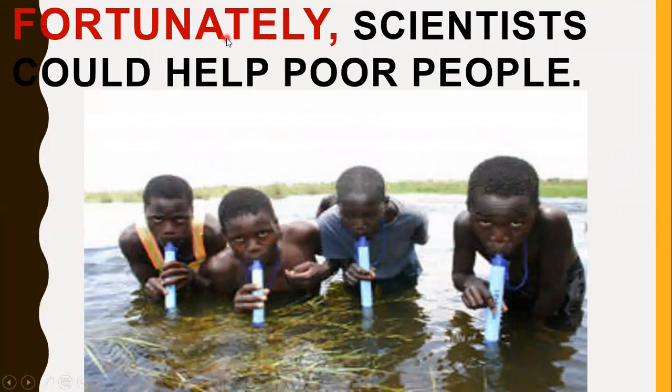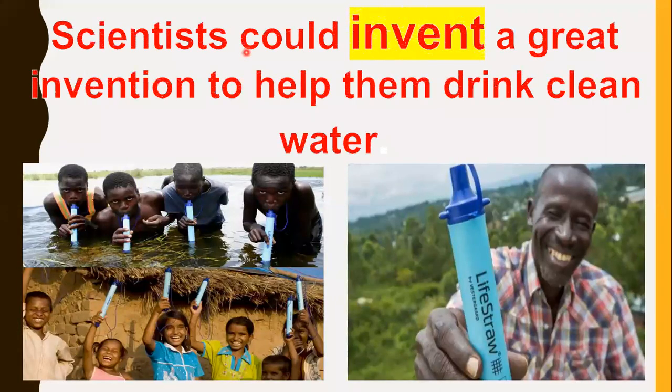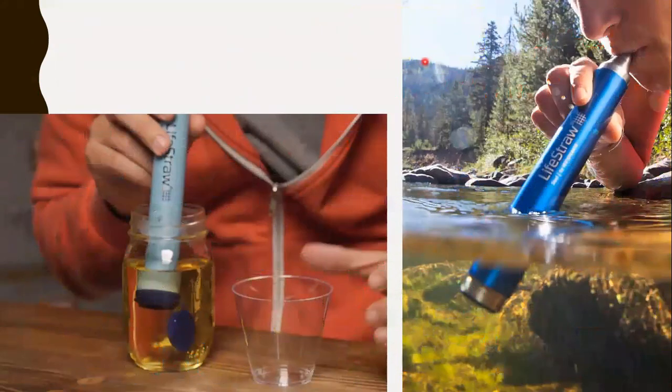What did they do? Fortunately, they could help poor people. Fortunately means luckily. How did they help them? They helped them by inventing a great invention to help them drink clean water. Invent. What do you mean by invent? Thinking of something and bringing it to the light, bringing it for the first time. Invent. Okay.